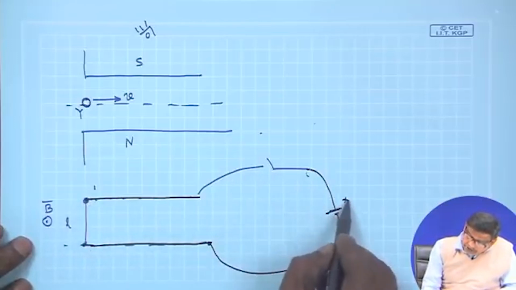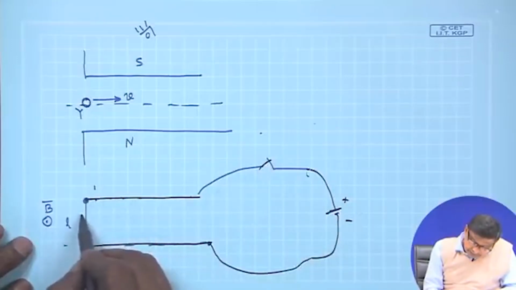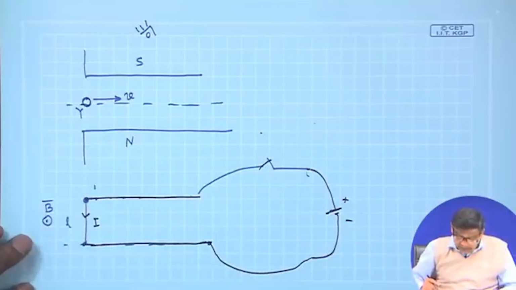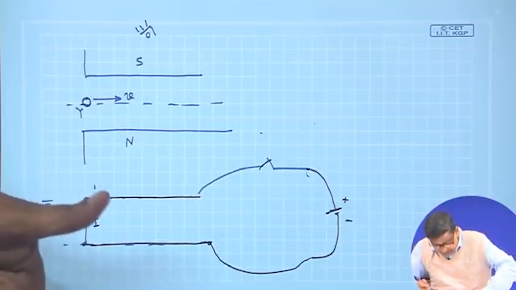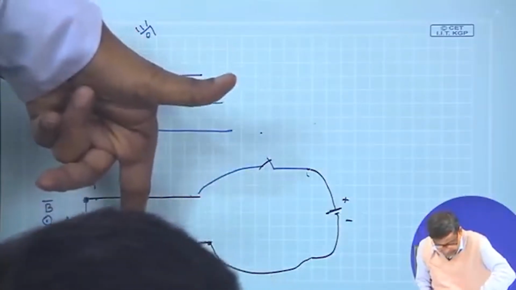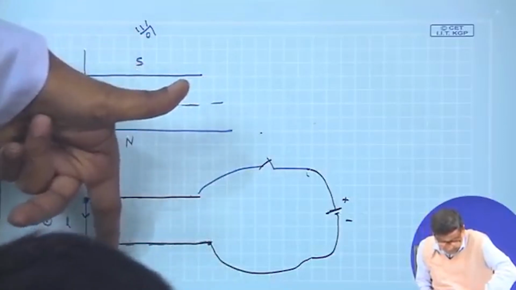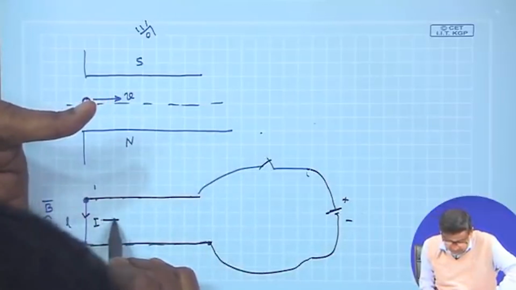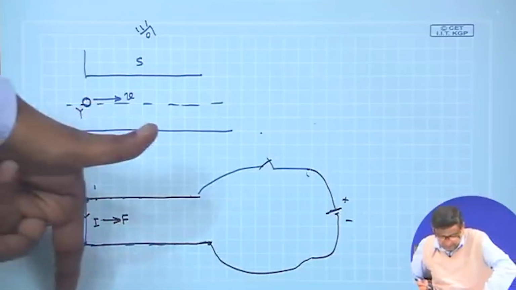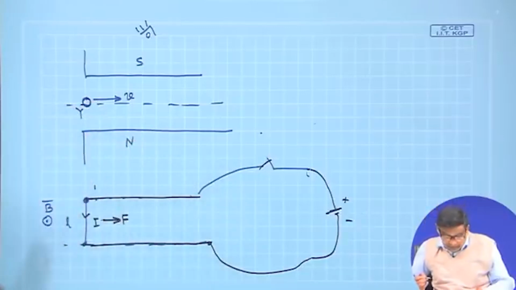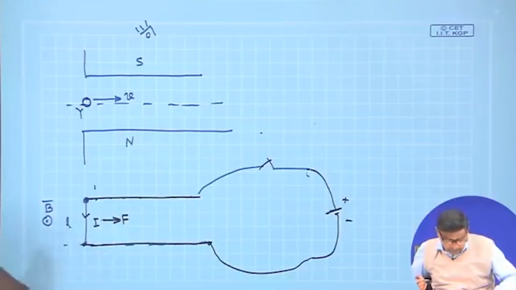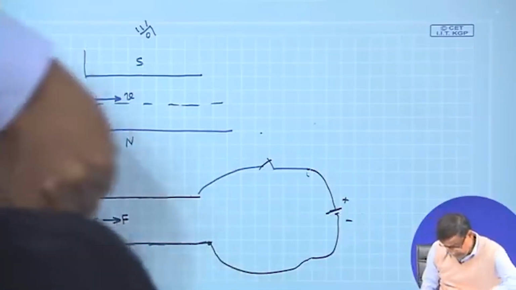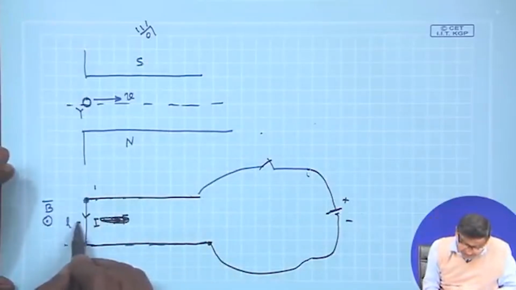If this is the polarity of the battery, then you are passing some current like this, I, through the conductor. Then if this is the current, this is the field, you have to apply left hand rule to know the direction of the force. It will be this way, force will be acting. B is coming out of the paper, and I is going like this. It will be like this way.